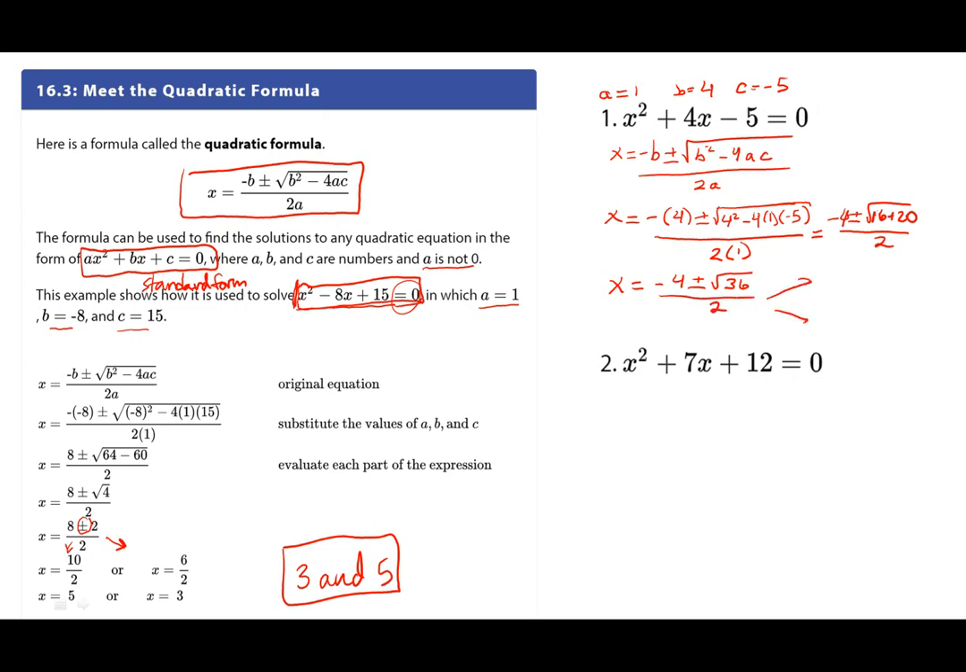So we have two possibilities here. We have negative 4 plus 6 over 2, which would be 2 over 2, which equals 1. Or we have negative 4 minus 6 over 2, which is negative 10 over 2, which is negative 5. So for number 1, our answers are negative 5 and 1.